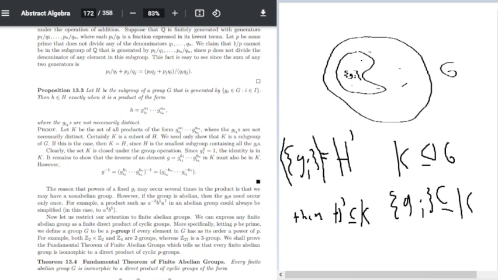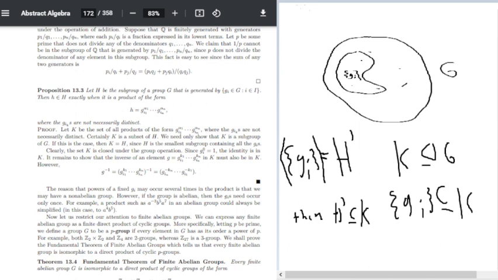Proposition 13.3. Let H be the subgroup of G that is generated by the gi in G, where i is in I. Then g is in H exactly when it is a product of the form g equals gi1 to the a1, all the way up to gin to the an, where the gik's are not necessarily distinct.